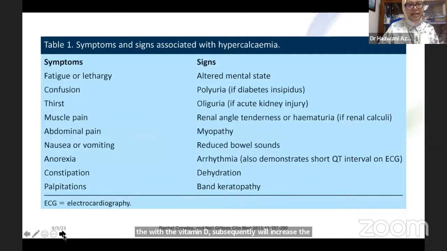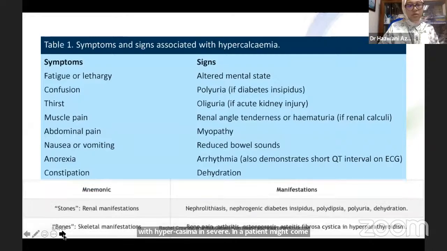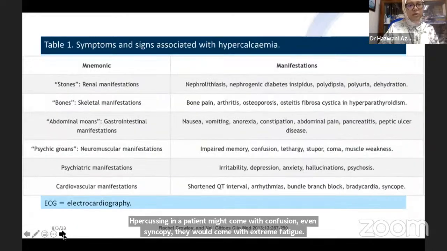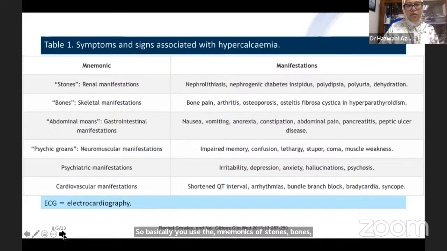So these are the typical signs and symptoms associated with hypercalcemia. In severe hypercalcemia, patients might come with confusion, even syncope. They will come with extreme fatigue. So basically, you use the mnemonic of stones, bones, abdominal moans, and psychic groans. Stones reflect the renal manifestation of hypercalcemia, usually in the form of nephrolithiasis. They also might come with polyuria and polydipsia secondary to nephrogenic DI and also dehydration. In skeletal manifestations, they might come with bone pain or in the form of osteitis fibrosa cystica or premature osteoporosis. For abdominal moans, they will come with abdominal symptoms.